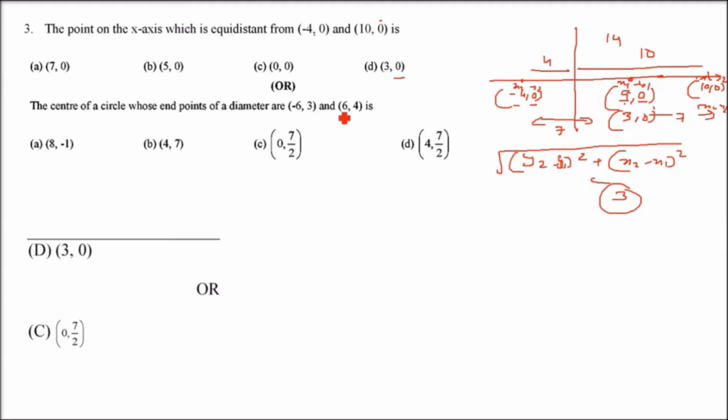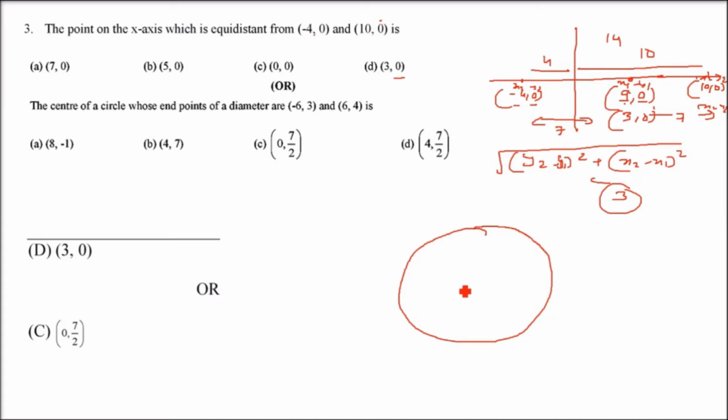And in a similar way, we'll go for the second one. The center of the circle whose endpoints of a diameter are (-6, 3) and (6, 4). Almost the same way. As I said, we have multiple ways to solve it.